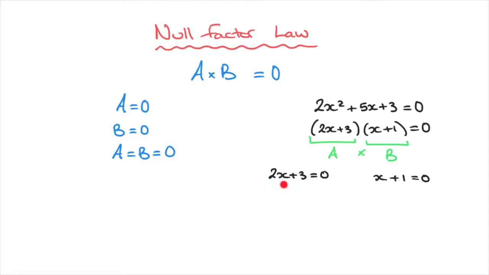And solving these two simple equations will lead us to this quadratic equation's two solutions. The first equation leads to 2x equals negative 3, and in turn that leads us to x equals negative 3 over 2. And the second equation tells us that x must equal negative 1. And these two values of x are the solutions to this quadratic equation.